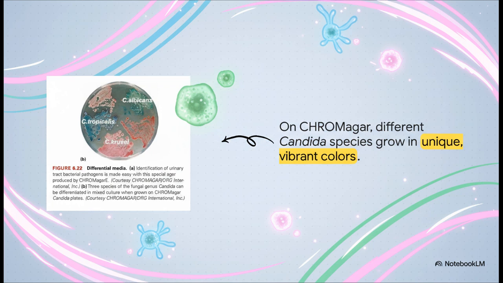And the technology just gets cooler. Take a look at this CHROMagar plate. It's designed to identify different species of the yeast Candida. Based on the unique enzymes that each species produces, they literally grow in different vibrant colors right on the same plate. You get pink, blue, green. It's an incredibly powerful tool for immediate visual identification.